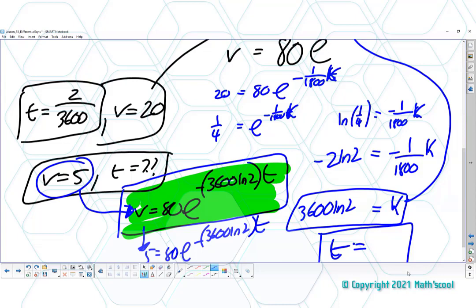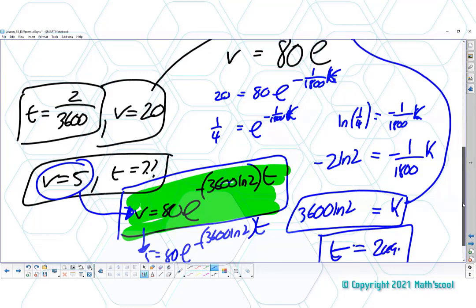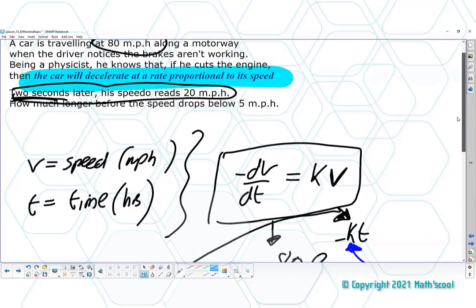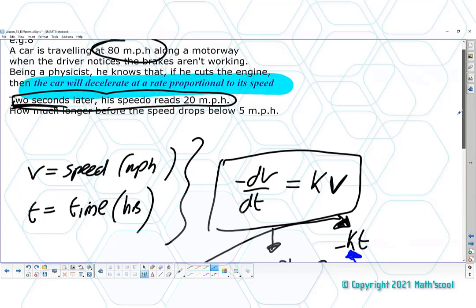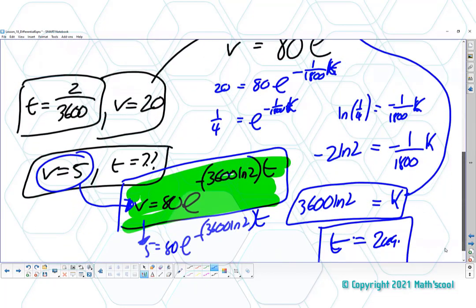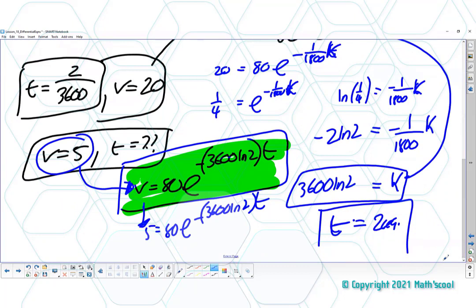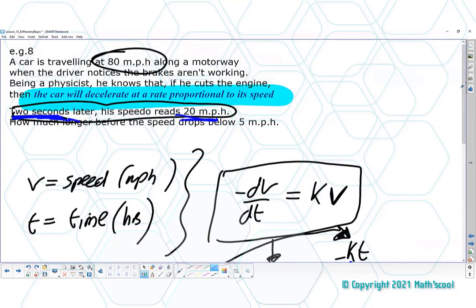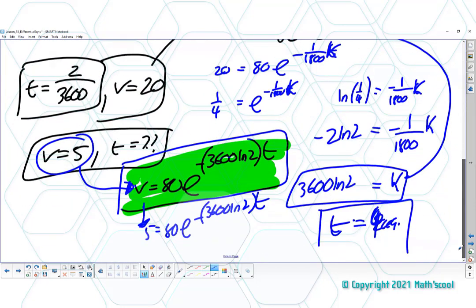What did you get as the answer, Roger? 2 seconds. That can't be right, because we've already got 2 seconds later his speedo reads 20. It's got to be more than 2 seconds. I think it's 4. I see. So you got 4 and then you said, yeah, 2 more seconds. Yeah, you're right. Okay. So the final answer is 2 more seconds.